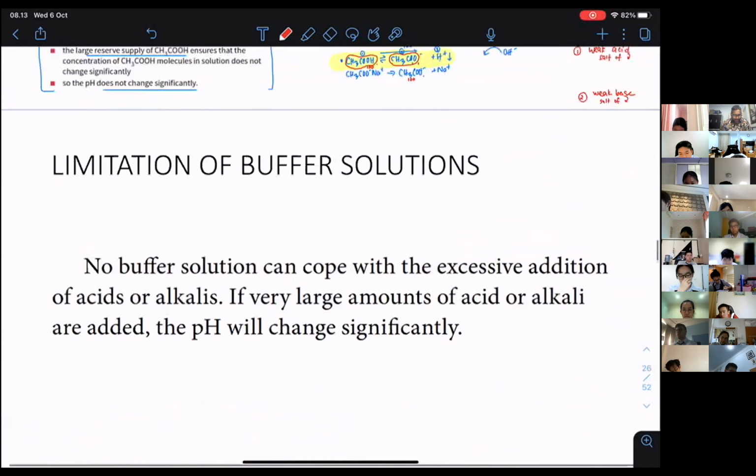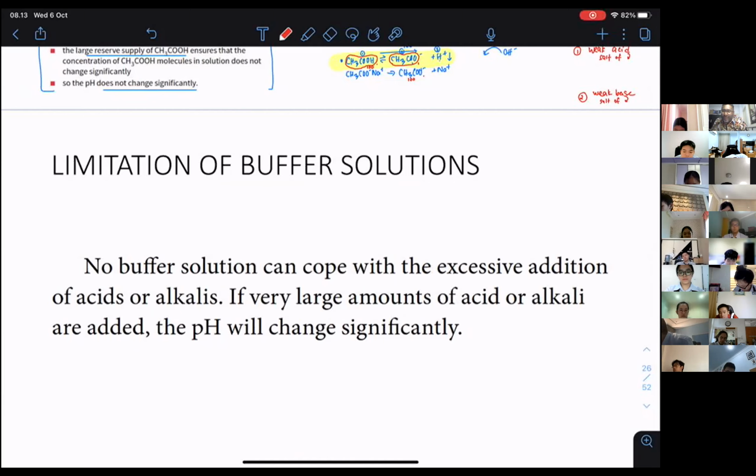Here, do remember there is a limitation. What is the limitation? The limitation is quite simple. If you have 100 apples and someone steals 50 apples from you, Jordan, will you notice? You will notice. If you have 100 apples and someone donated 50 apples to you, will you notice? You will notice. It is going to be significant. So there is a limitation.